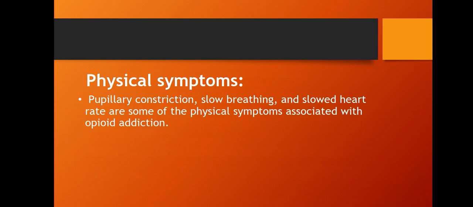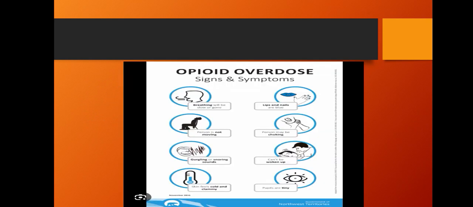Here are some signs of opioid overdose. Breathing will be slow or gone. Lips and nails are blue. Person is not moving. Person may be choking, or making gurgling or snoring sounds. Can't be woken up. Skin feels cold and clammy. And pupils are tiny.